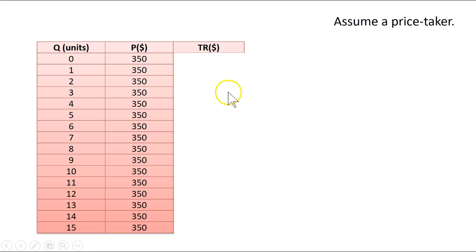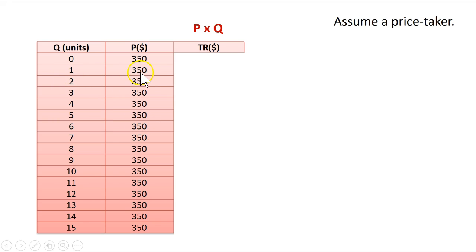So here's a table for our price-taking firm. It can increase the quantities that it produces and sells, but the price that it sells its output at remains constant at $350 each. How do we calculate total revenue? Simply price times the quantity that it sells. So 0 times, obviously that's 0.